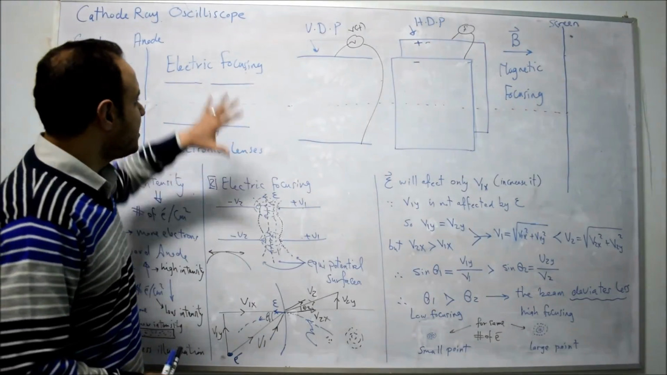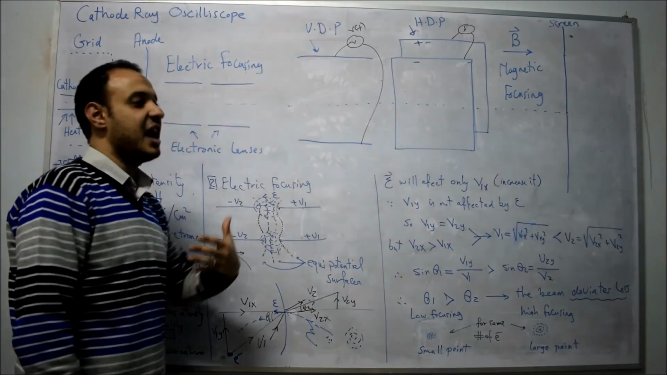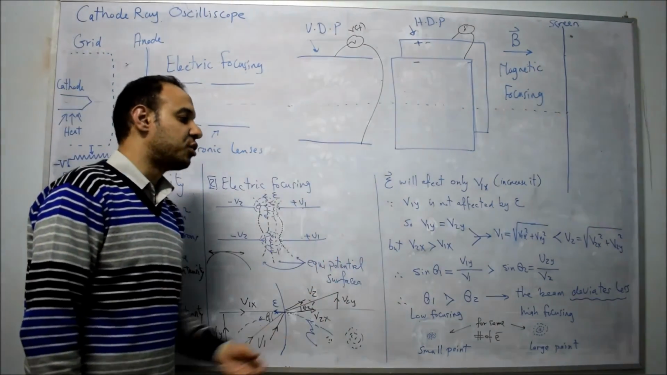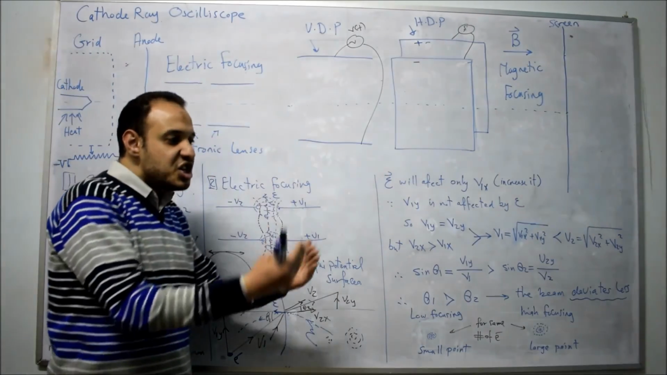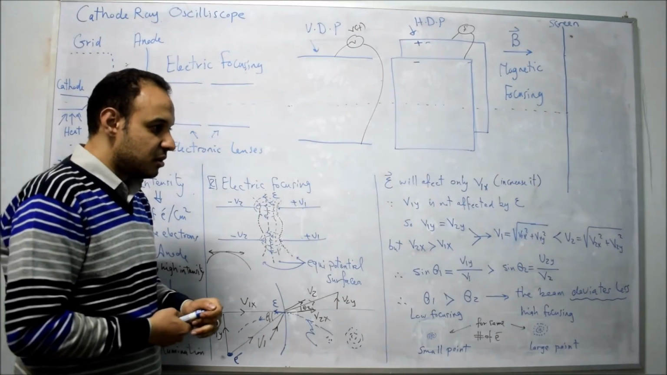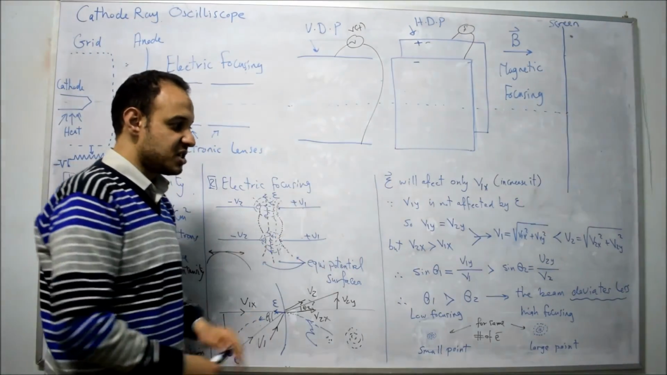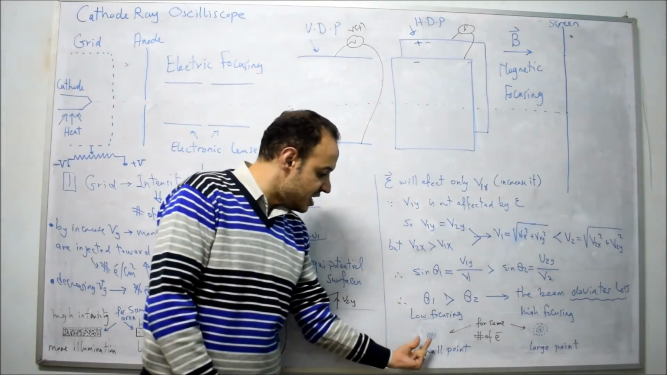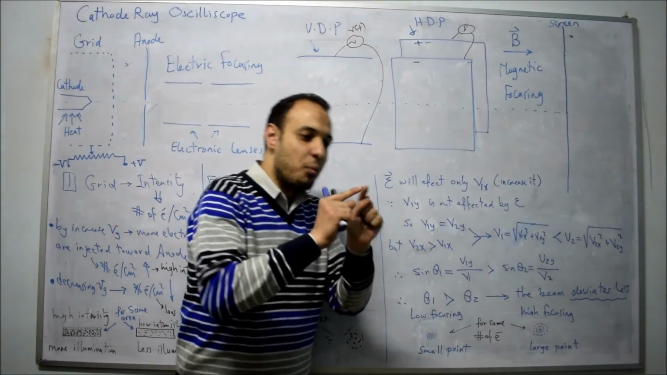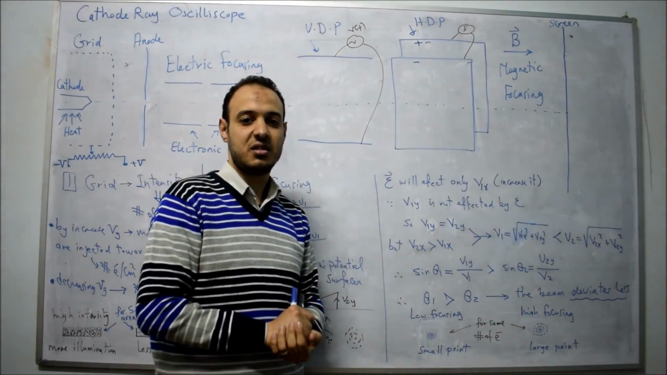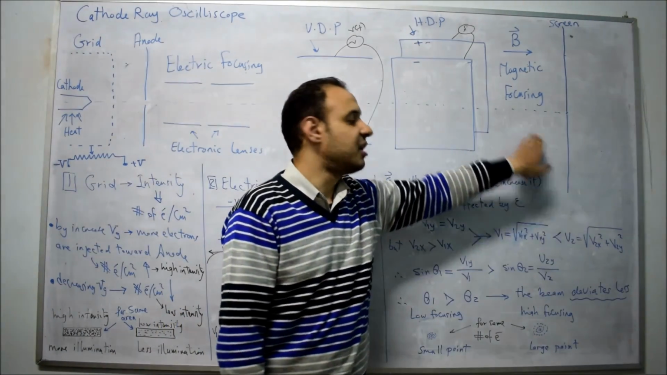So using the electric field, or what we can call electronic lenses, we could decrease the deviation of the electronic beams, or we can say we can make them closer to each other. So when they hit the screen, they hit a smaller area. So we make them more focused, more concentrated. In the next lecture, we'll describe another technique, which is magnetic focusing.